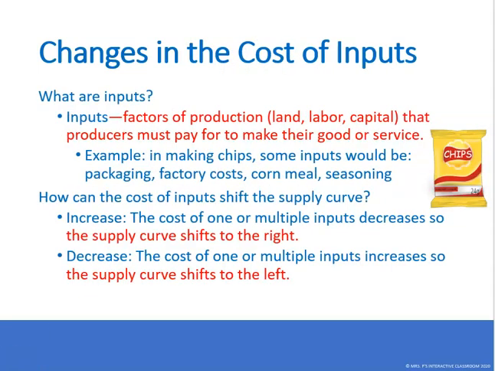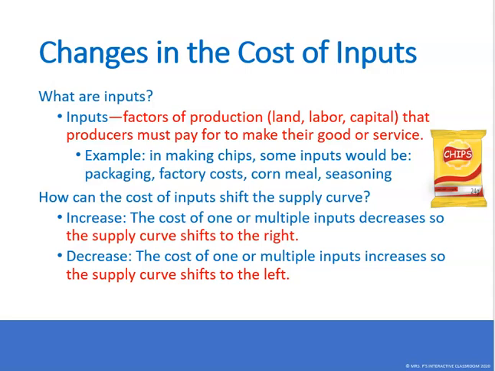So the first thing here is changes in the cost of inputs. What are inputs? If you look at that bag of potato chips to the right, it very strongly favors Lay's potato chips, but because of copyright infringement, they could not put that there. Inputs are your factors of production: your land, labor, and capital. Remember, capital is your human capital and your physical capital. Those are things producers must pay for to make their good or service.